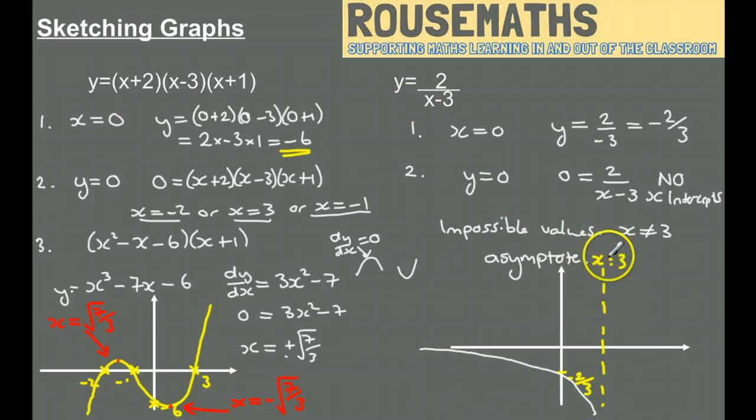Then as x gets really big, y will get really small. So you get that shape there, the typical reciprocal graph, but it's been moved 3 to the right and stretched by a factor of 2. So with your transformation of graphs, you should be familiar with that as well. The process is always the same for any graph you encounter, so just remember to do x equals 0, y equals 0, differentiate if you want to find any turning points, and look out for any impossible values.